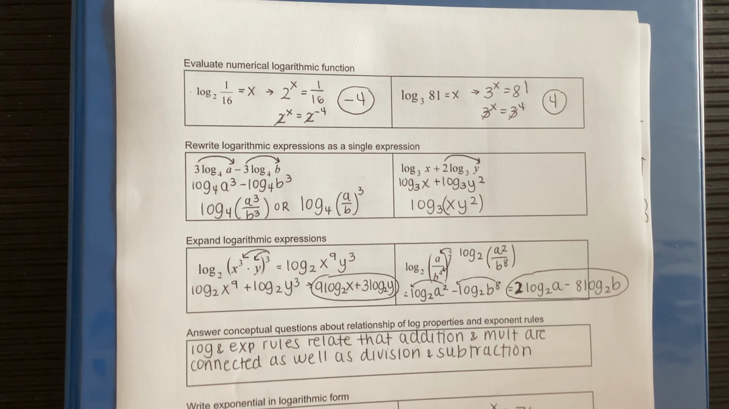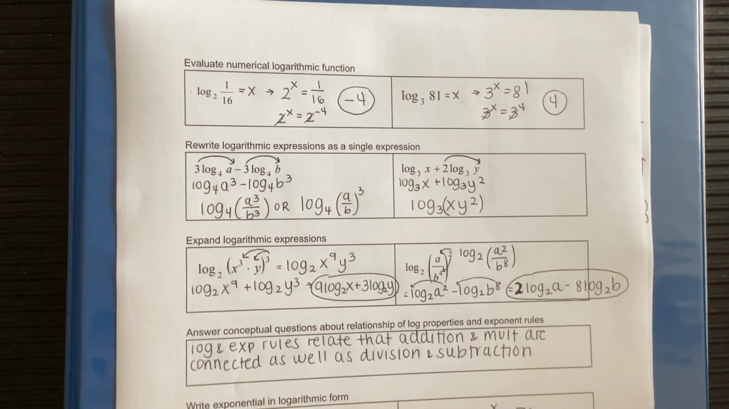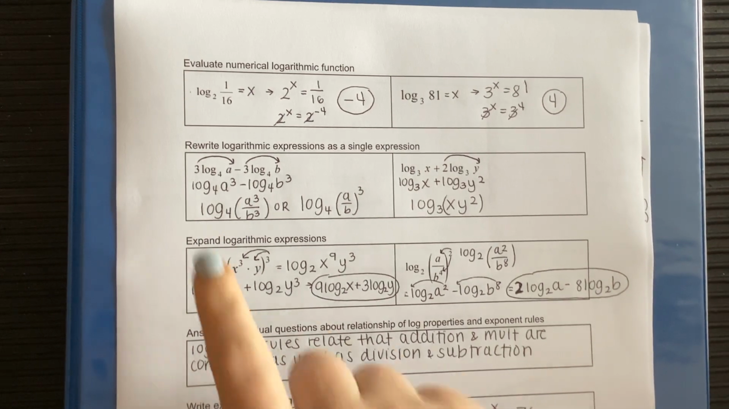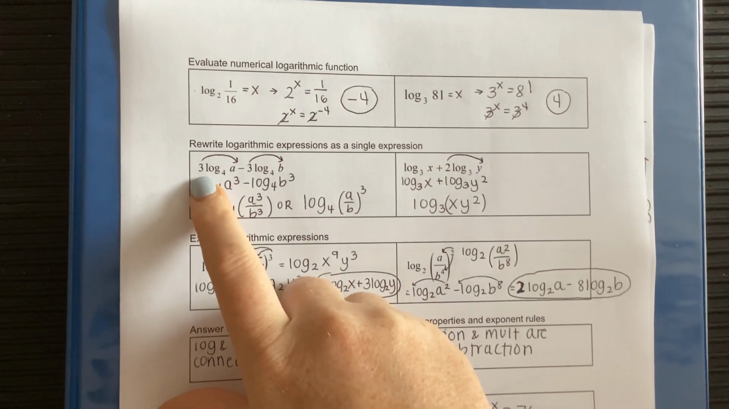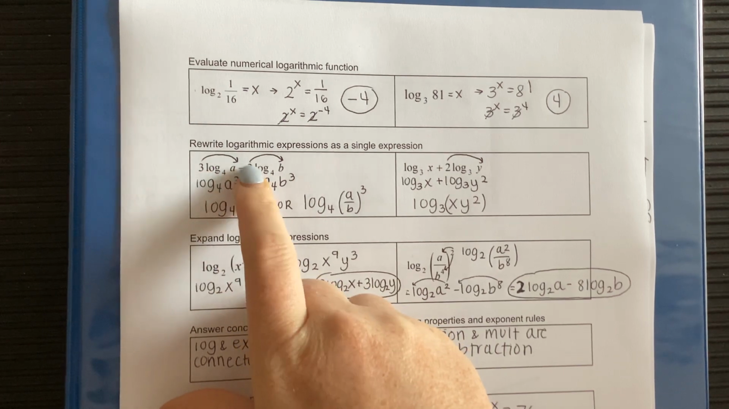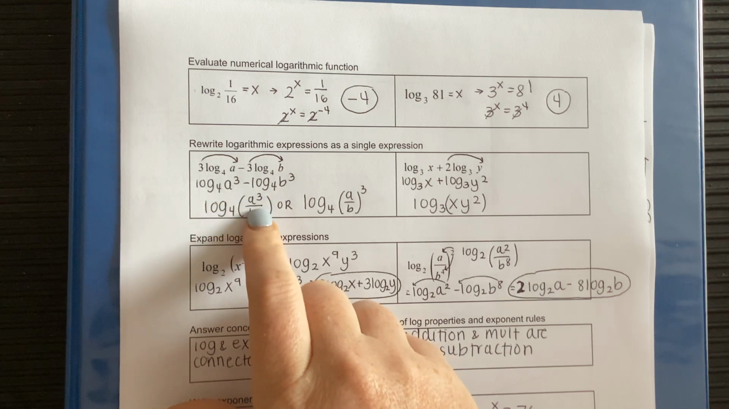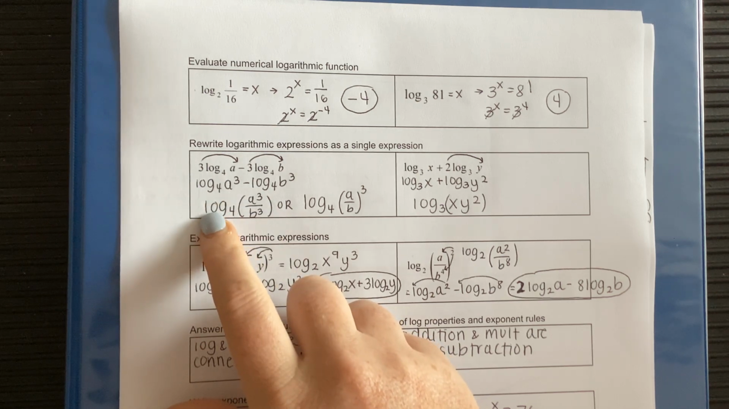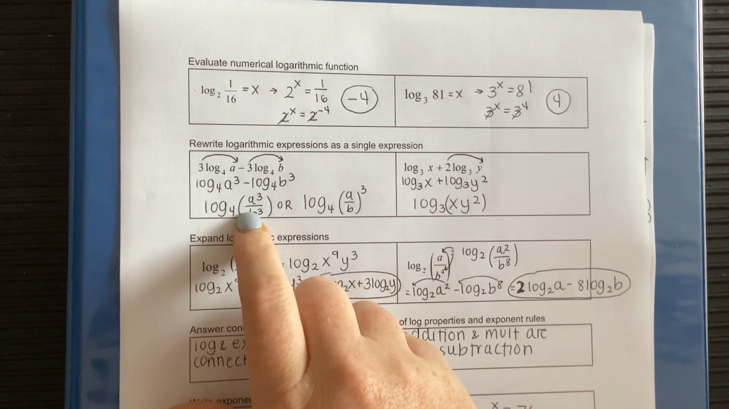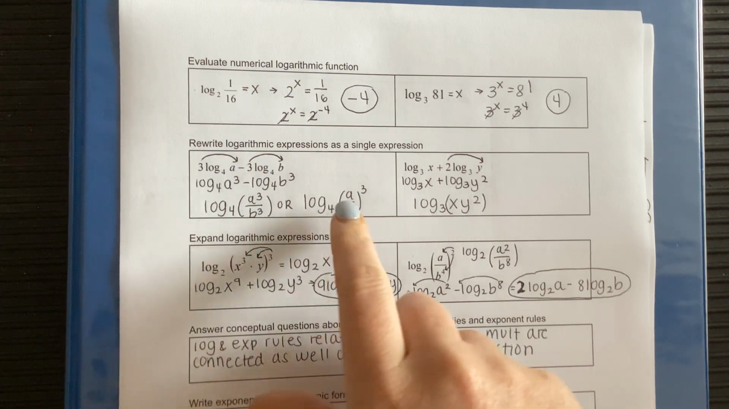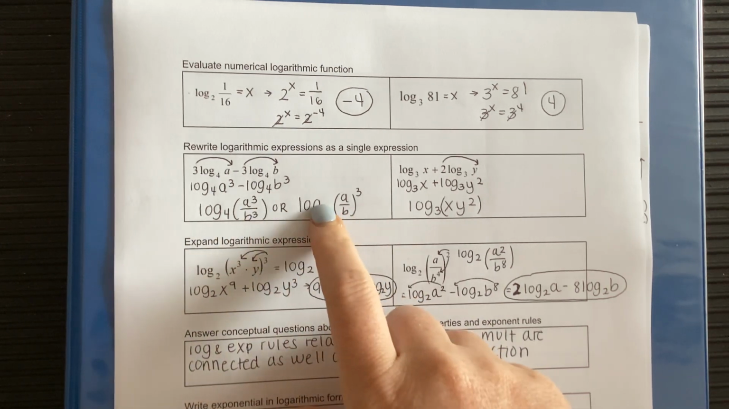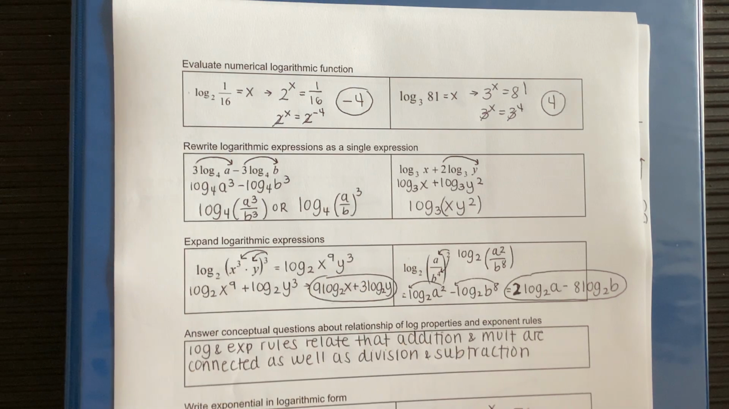The next thing, which I would be shocked if they didn't ask a question about it on the test, is being able to simplify, so condense and expand. So when you're condensing, remember any coefficients you have are going to become exponents. So these become exponents. Anytime that you see subtraction, that becomes division. So condense, this would be log base 4 of a cubed over b cubed. Or you could also see it because they're both being cubed, you could do ab cubed. Either way would be the right answer.